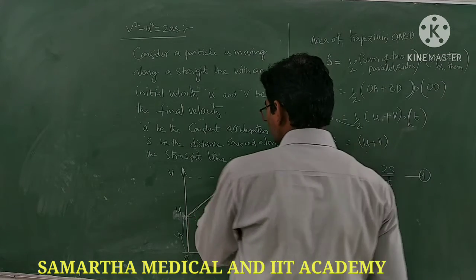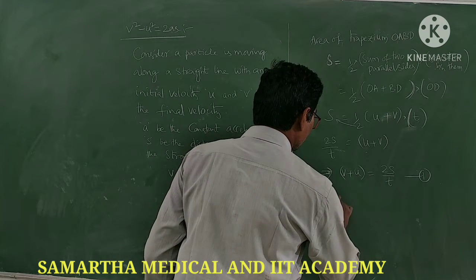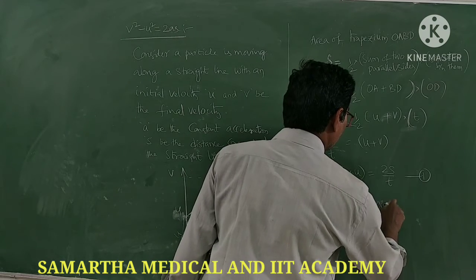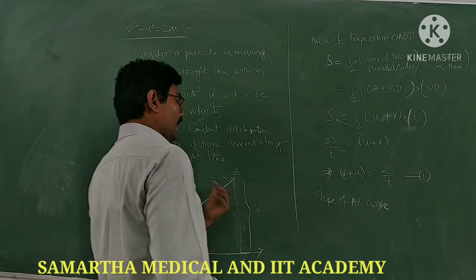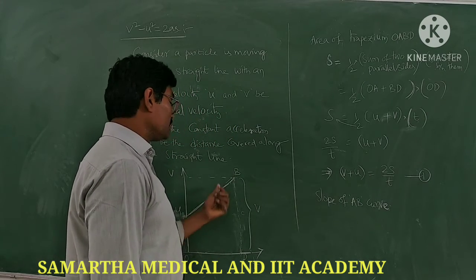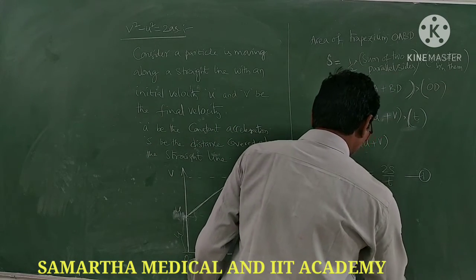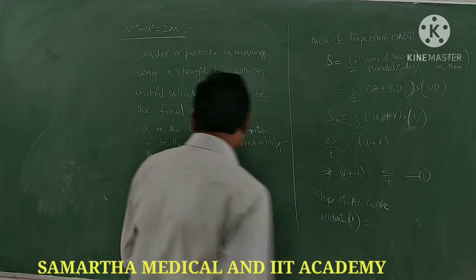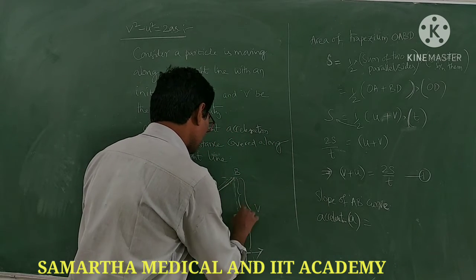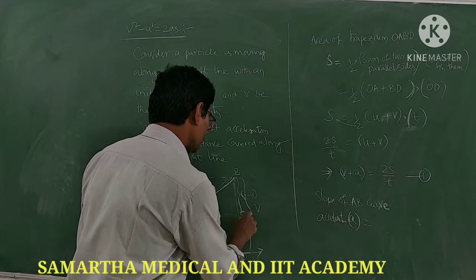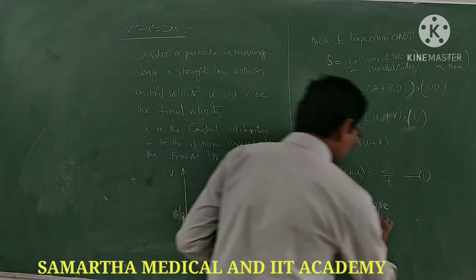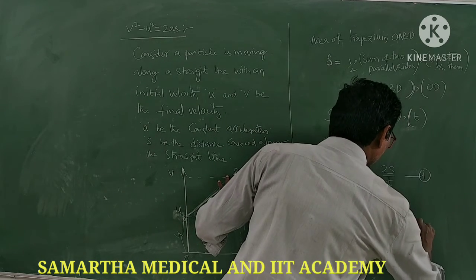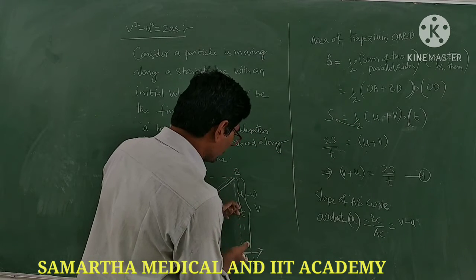Next, the slope of the AB curve. Since it is a v-t graph, the slope of this v-t curve gives you the acceleration. So the acceleration a is equal to the slope, which is BC by AC. What is BC? It is v minus u. How did we get it? BD minus CD.